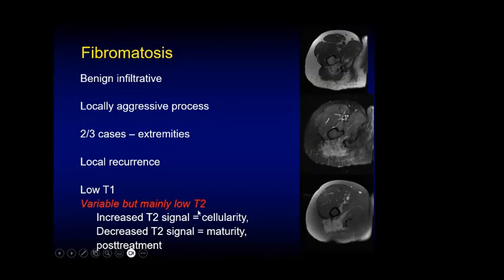The T2 can be a little confusing. T2 can be either bright or dark, and it depends on the cellularity of the sample. It was bright on T2 because it's highly cellular. Then when the tumor loses the cellularity and becomes mature collagen tissue, it becomes dark on T2. If you see fibromatosis that's bright, it's probably early in the disease process. But as the disease becomes more mature, it loses the T2 signal intensity and becomes dark.